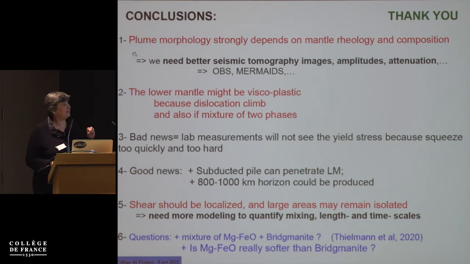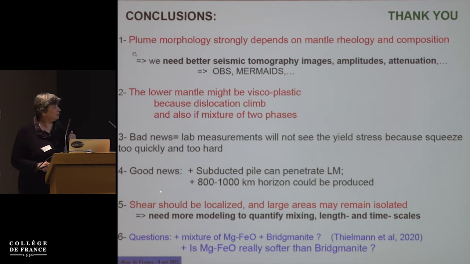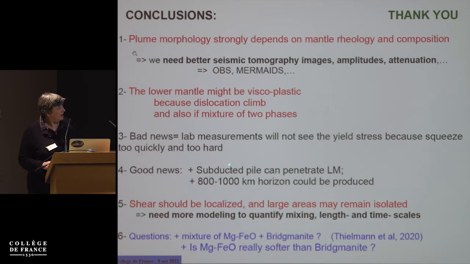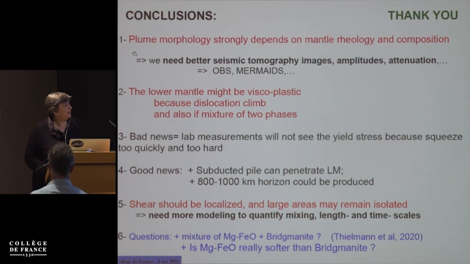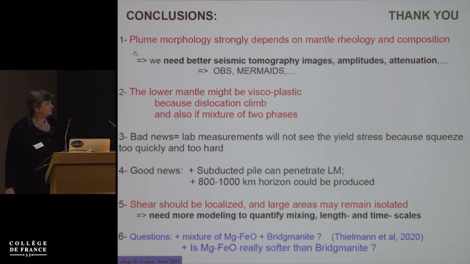So the bad news is that lab experiments will never see the yield stress. The good news is that if you have fat plumes because of viscoplastic rheology, you can also explain why there would be a 1,000-kilometer horizon in the mantle, and you can also explain why subducting piles can penetrate into the lower mantle, but not a single slab.